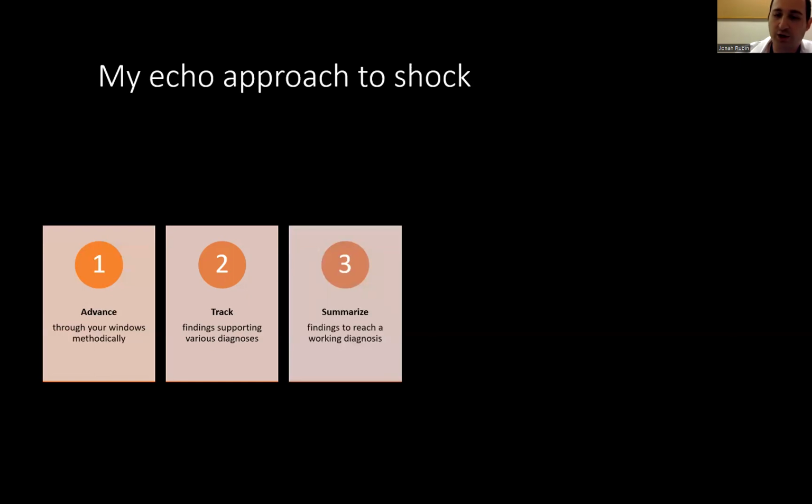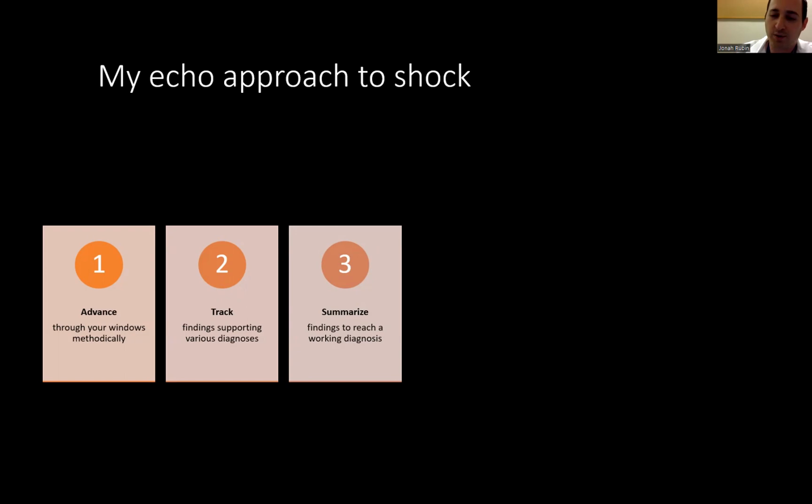And then when you finish getting all those findings, you finish going through all your 5 basic windows, you can summarize your findings and reach a working diagnosis. And you say, based on these multiple views, I think the most likely cause of shock in this patient is X. And there might still be other things that you've seen in other views that maybe you weren't able to corroborate that you think are still potentially on the differential.